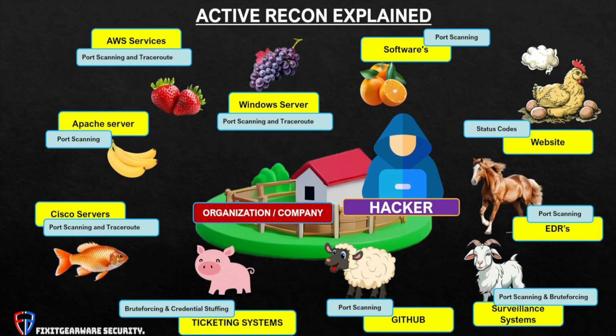Now, let's move on to Cisco servers. For Cisco servers, we're doing port scanning and traceroute. With traceroute, we want to know the various servers that are communicating with one another. One could be the main server, the other one could be a backup server, right? So you have to understand these various IP addresses that are communicating with one another when you're conducting your traceroute or port scanning.